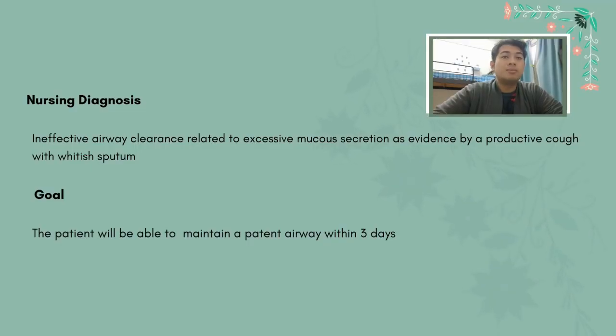In the first nursing care plan, the nursing diagnosis that is prioritized is ineffective airway clearance related to excessive mucus secretion, as evidenced by a productive cough with whitish sputum. For the goal, the patient will be able to maintain a patent airway within 3 days.